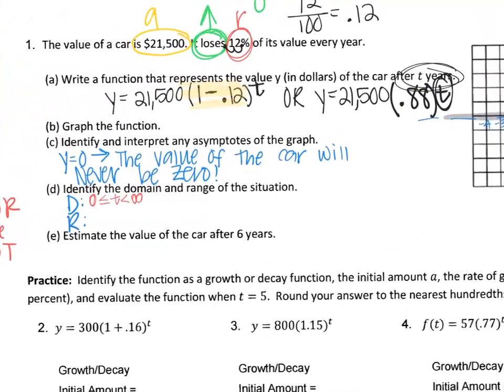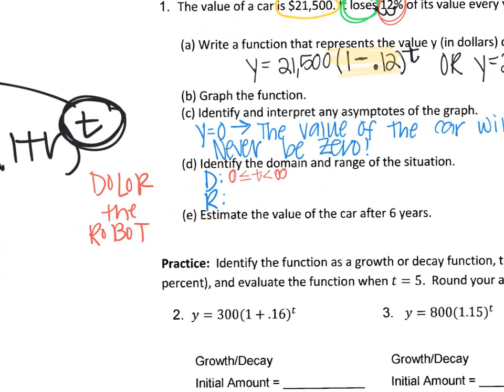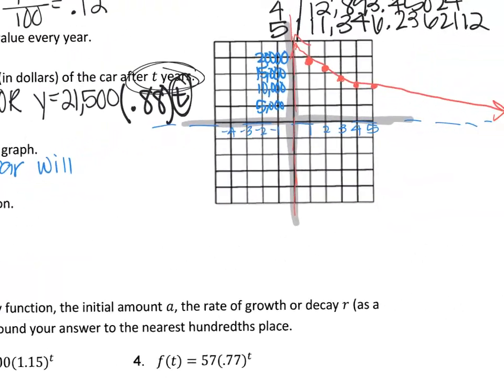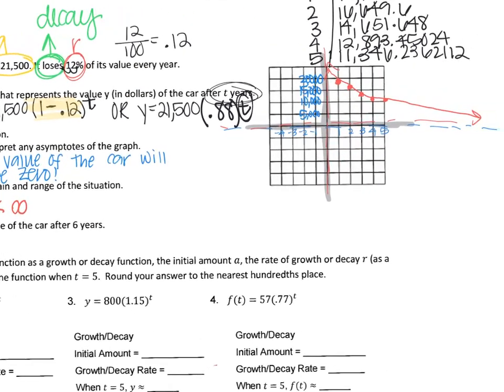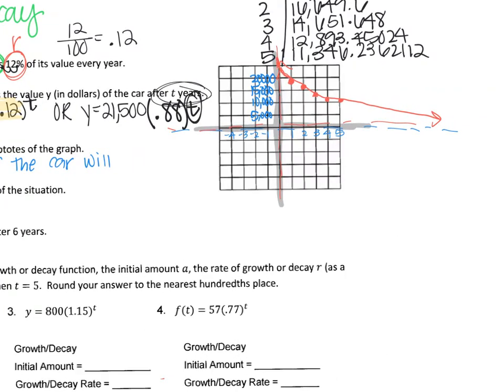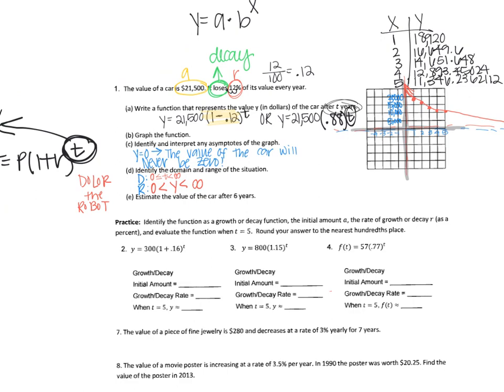Range, on the other hand, let's look. Range is robot, bottom to top. So the bottom line, well, it's never going to cross here. It's never going to have a 0 value. That's our asymptote. So it can't be 0, so I'm not including it. Notice I don't have an equal sign underneath. And it can go all the way to infinity. It could keep going up as far as it wanted. So that's domain and range.